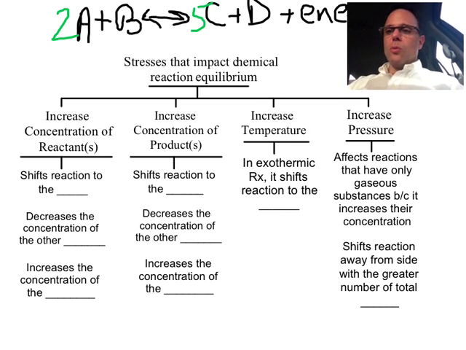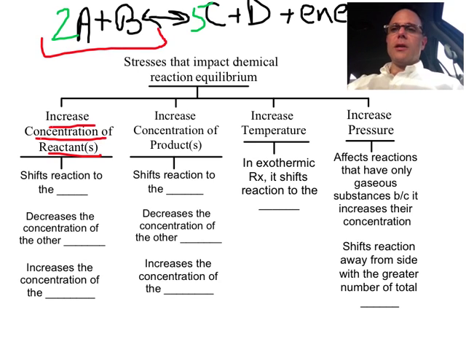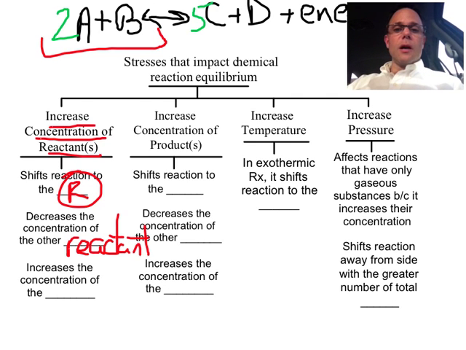All right. So what happens if we increase the concentration of the reactants? Reactants are right in here. Well, the system will shift to the right. Now, this will then decrease the concentration of the other reactant. And it will increase the concentration of the product because it is going to the right.